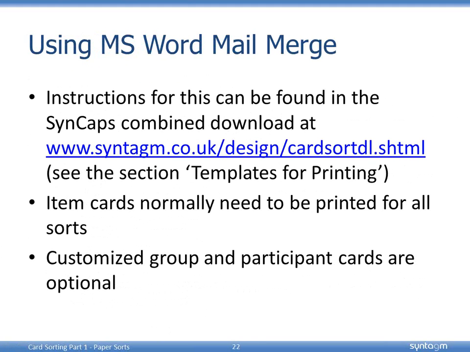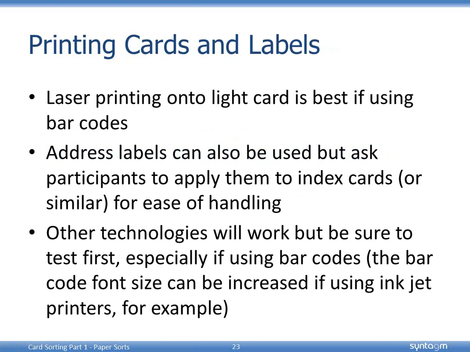and they cover most of the Microsoft Word mail merge features that we're going to be using in a little while. As I mentioned, item cards, normally you end up printing these for any sort, and you might end up printing group and participant cards. You can use empty blank cards for this. Certainly if you're doing a completely open sort, then you would invite people to write group names on the cards, and you only need 1 participant card per participant, so you can do that however you like.